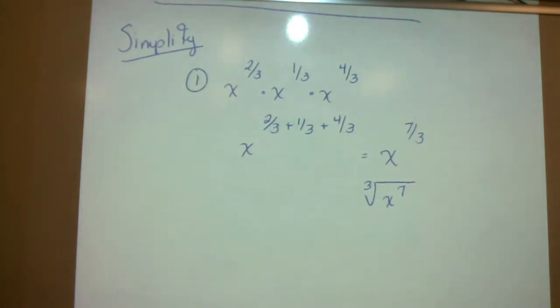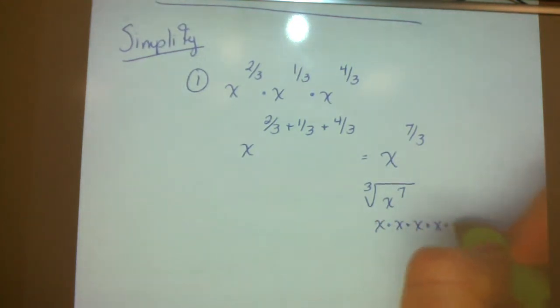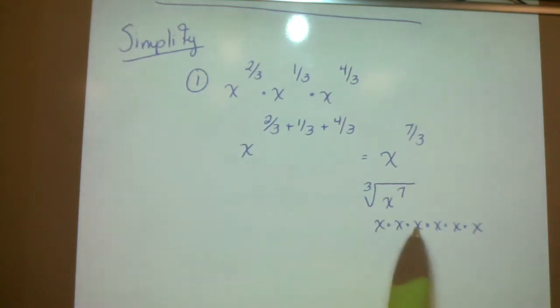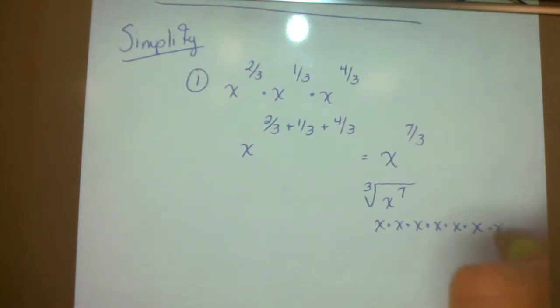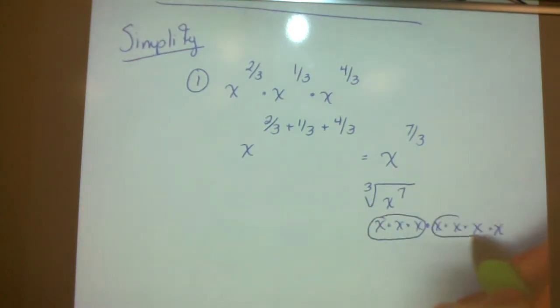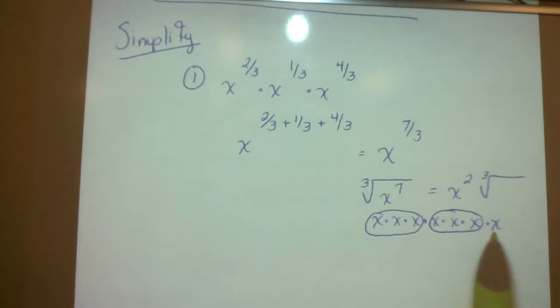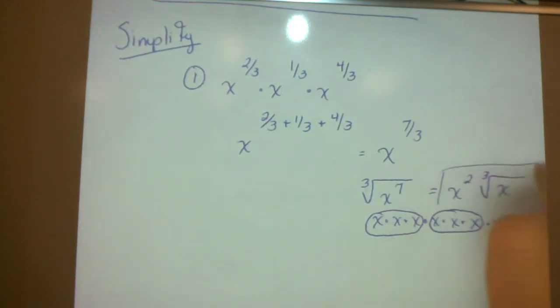There's a couple ways you can do this. You can do the division right in your head, or you can actually write out the 7 x's. If you need to do that, then you do it. It takes a little bit longer to do it that way. But just to show you, I've got 1, 2, 3, 4, 5, 6, 7, and I'm grouping by 3 because that's the root. Now you can do this in your head. You don't need to write this out, but visually that's what it looks like. So I'm going to take out 2 x's, so that's going to give us x squared, 3rd root of what I didn't circle, which is x. So x squared, the 3rd root of x.